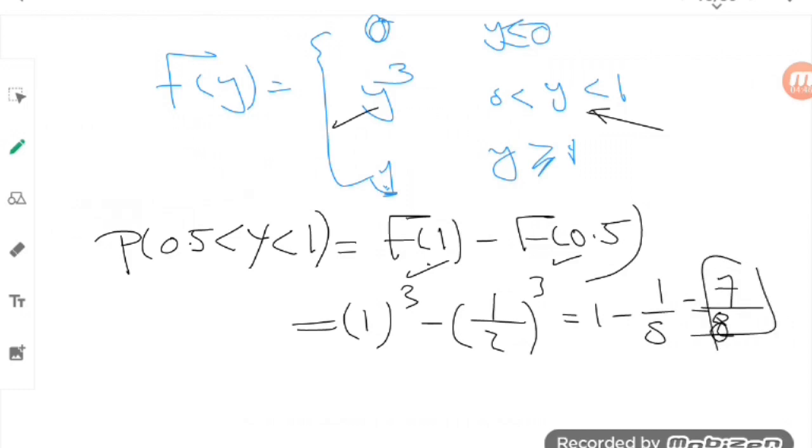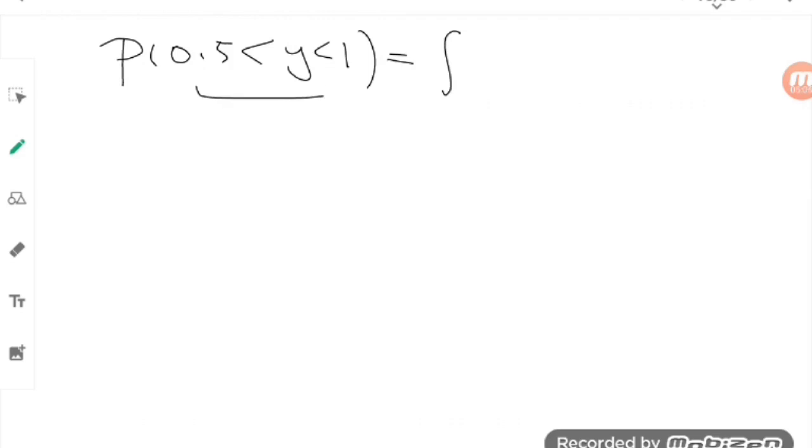We need to find this probability using the PDF. This will be computed as follows. Probability that y takes the value from half to 1 using the PDF. This means we need to find the area under the PDF over this interval, which can be computed as the definite integral over this interval of the PDF.